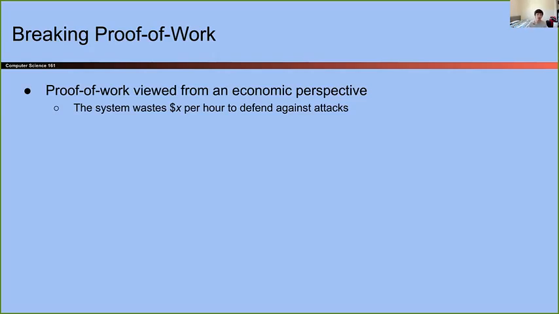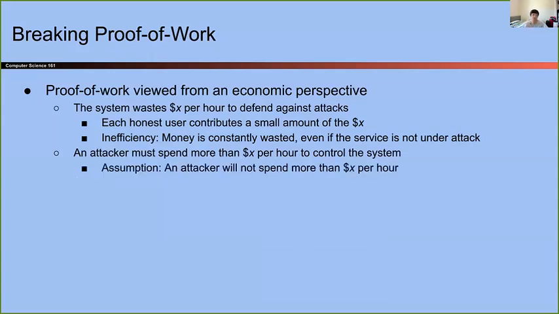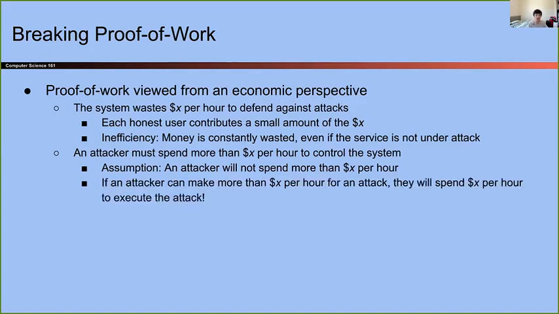If we say that proof of work wastes, say, X dollars per hour to defend against attacks, then each user is going to contribute just a small amount of that X. And money is always being wasted, even if the service is not under attack. So the attacker needs to spend more than X dollars per hour to control the system. And we're assuming they won't do that because it's costly for them. But if they can make more than, say, X dollars per hour, they will spend that money.